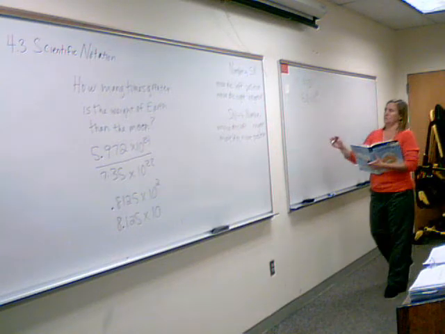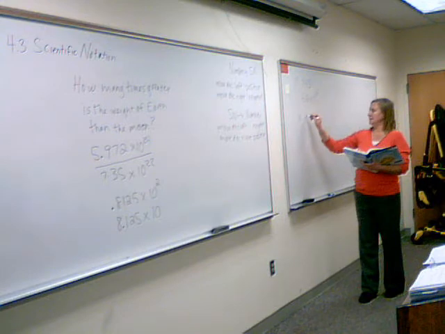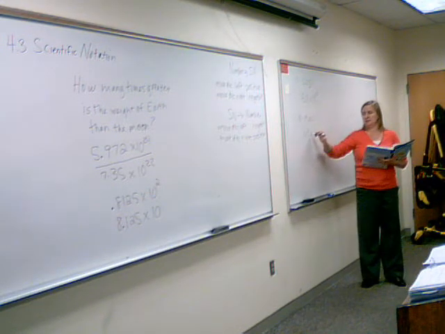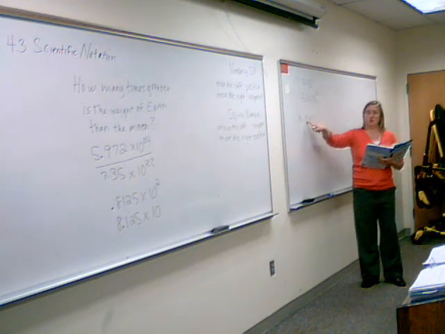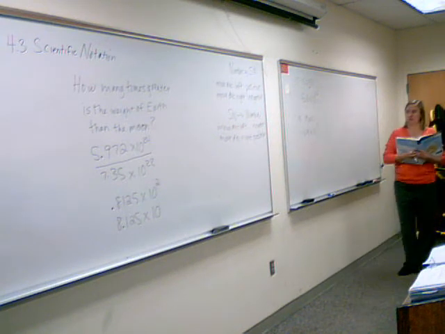Let's try another one. Let's try number 18. 18 is 19,000. Okay, this would be 1.9 times 10 to the what? 1, 2, 3, 4. Positive or negative 4? Positive. Positive 4. Good, good.